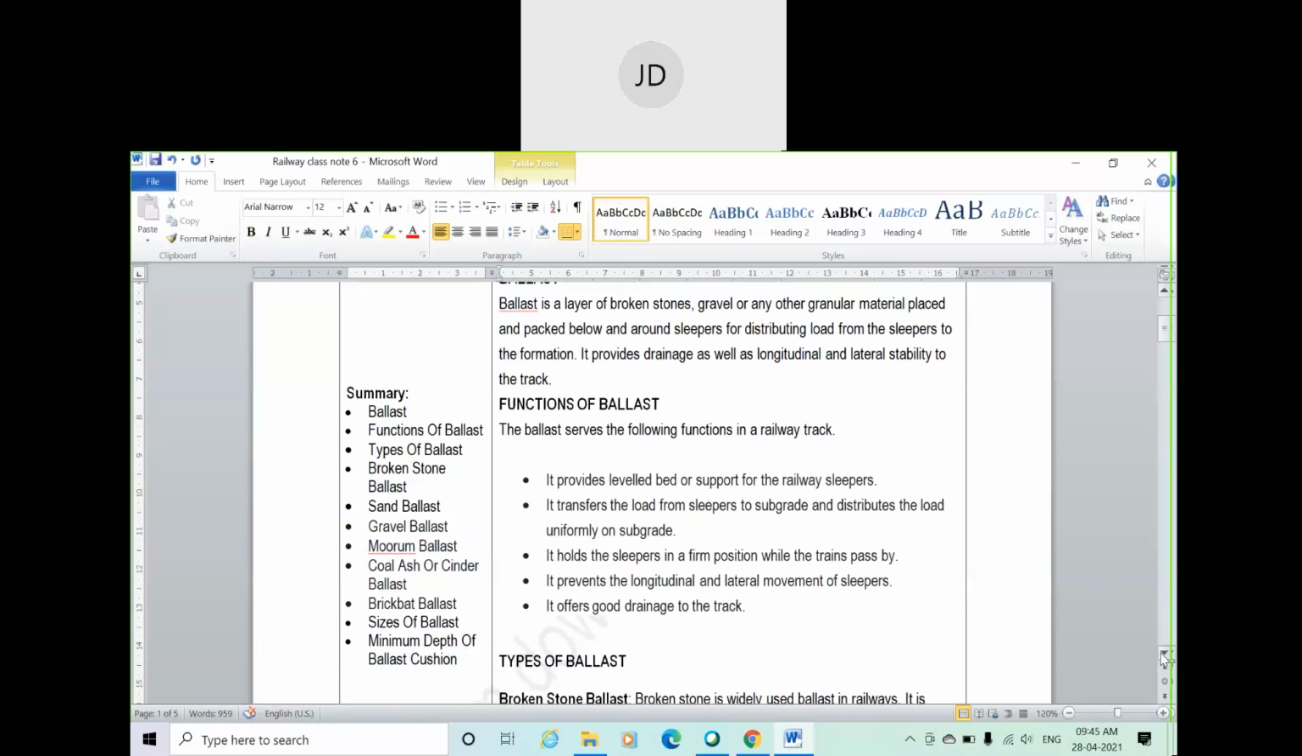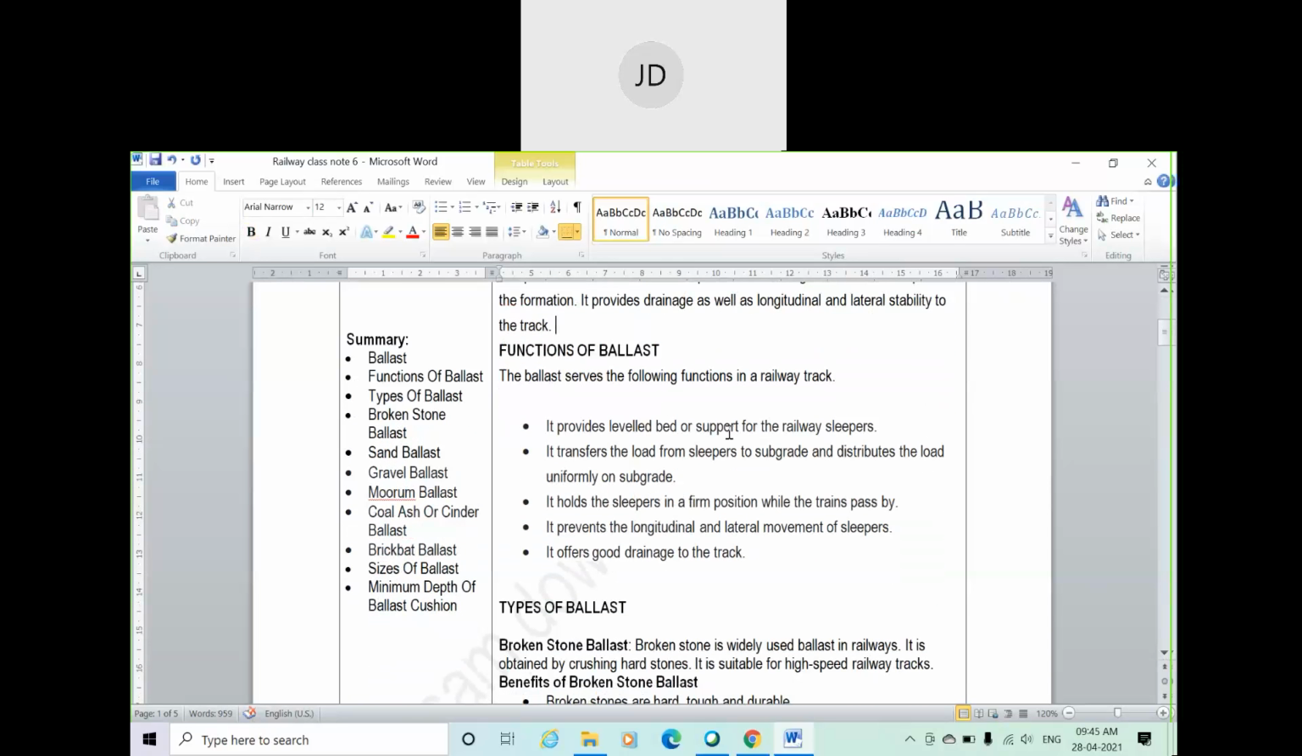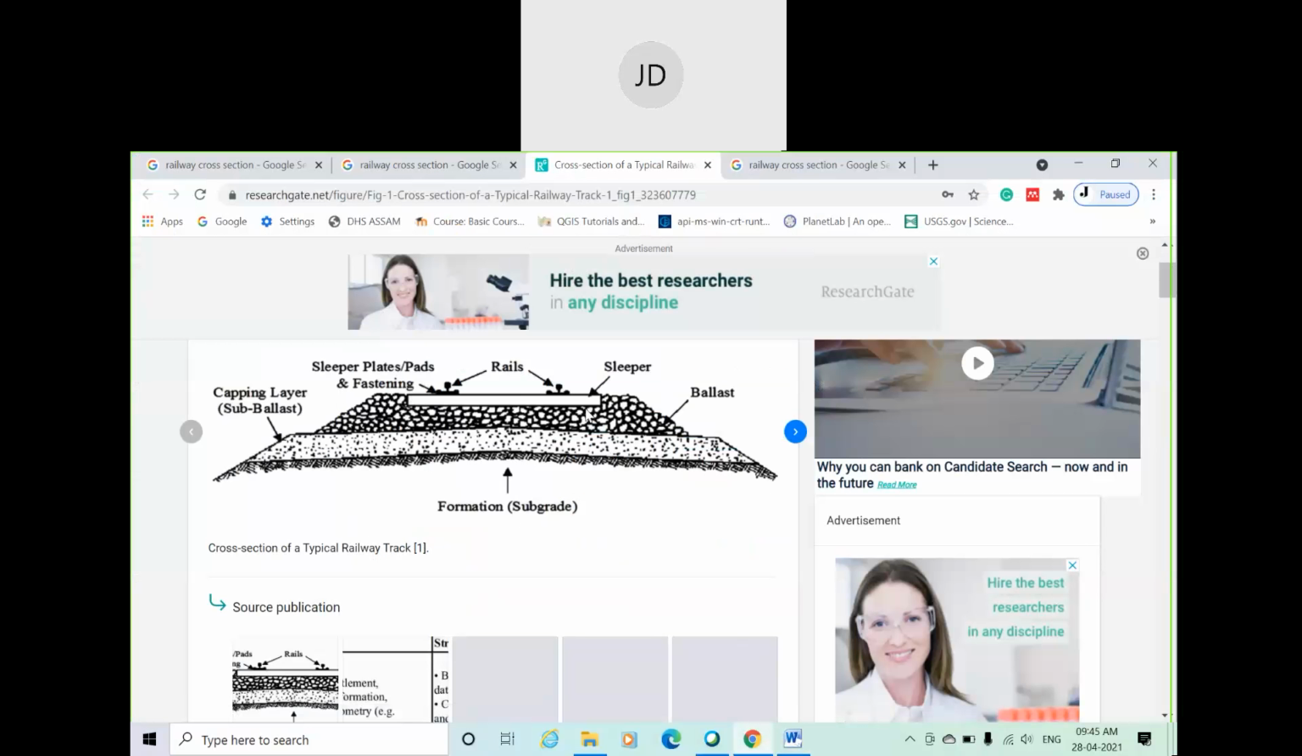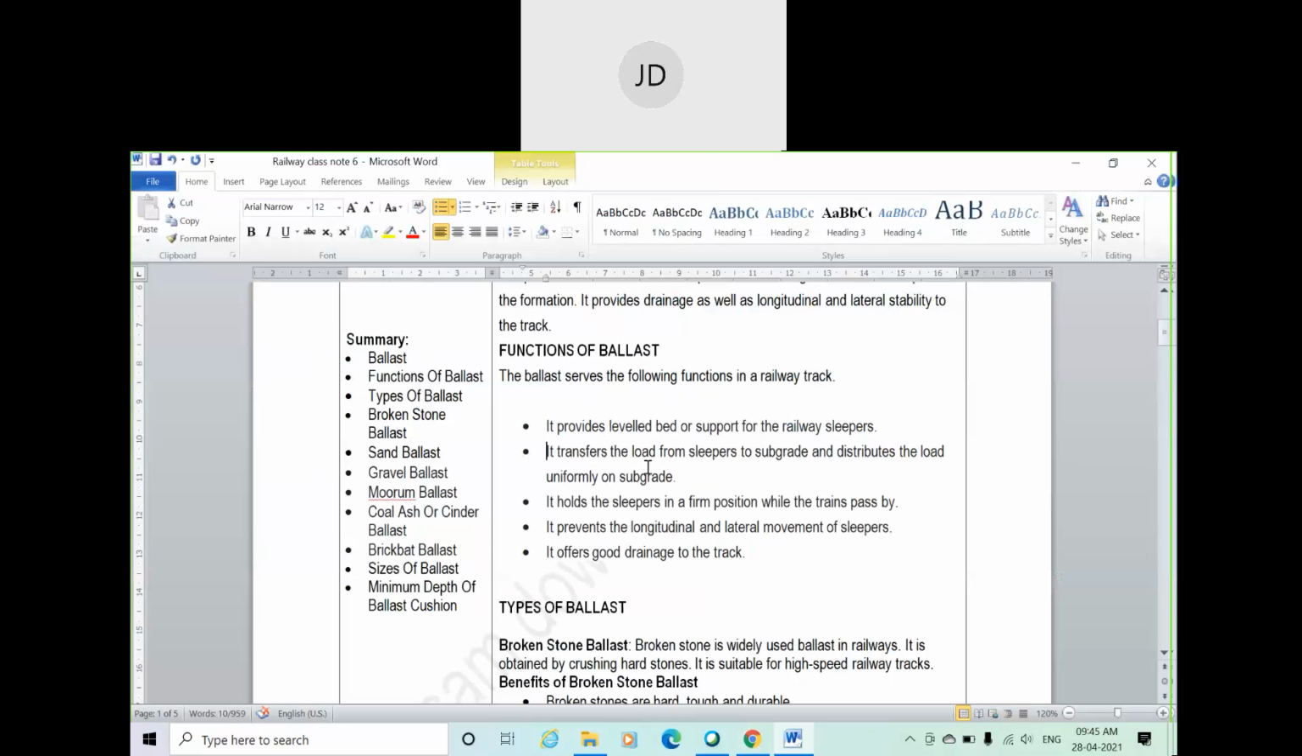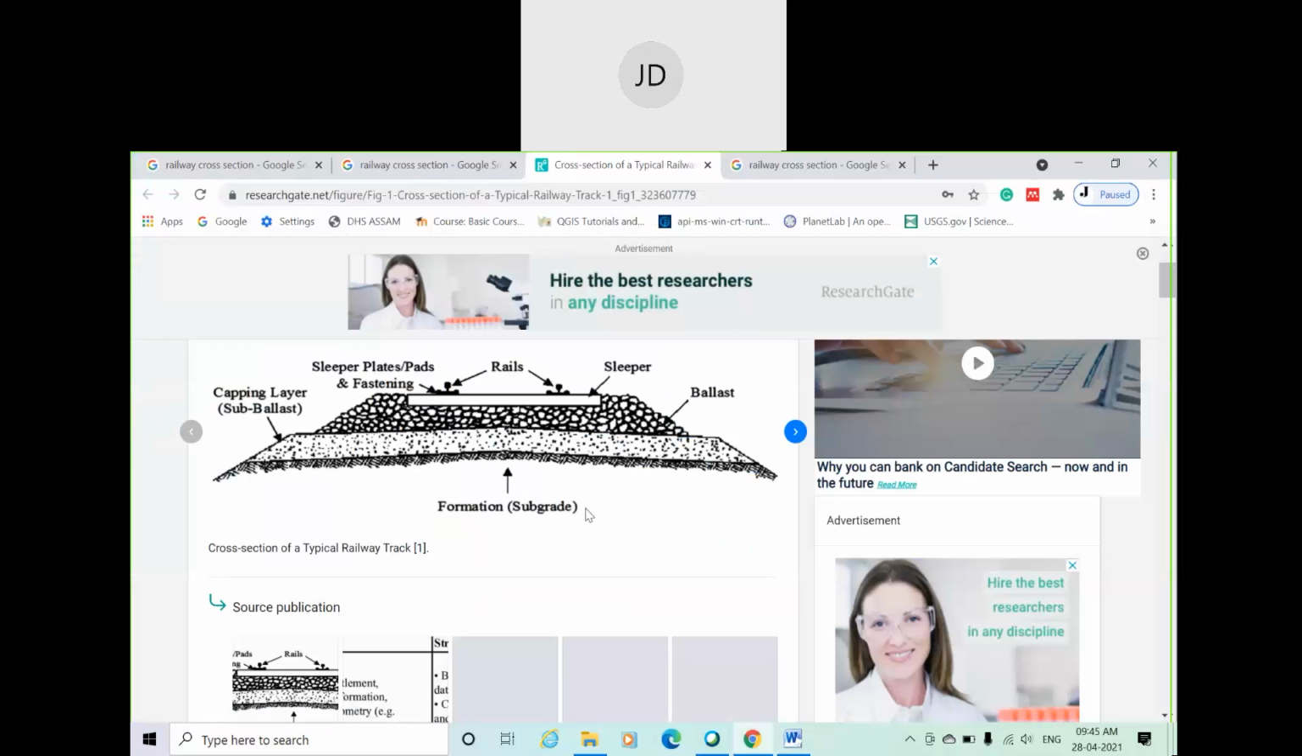Next, function of ballast. We already discussed the function of ballast, so let's revise. The ballast serves the following functions in the railway track. What are the functions? It provides a level bed or support for the railway sleeper. Even in the drawing you can see, the ballast provides the level track for the rail as well as for the sleeper. It transfers the load from the sleeper to the subgrade and distributes the load uniformly on the subgrade.